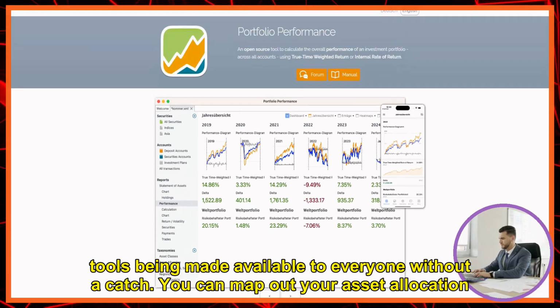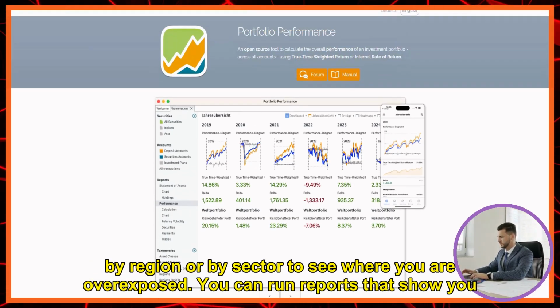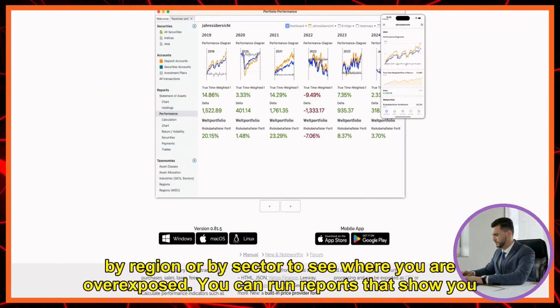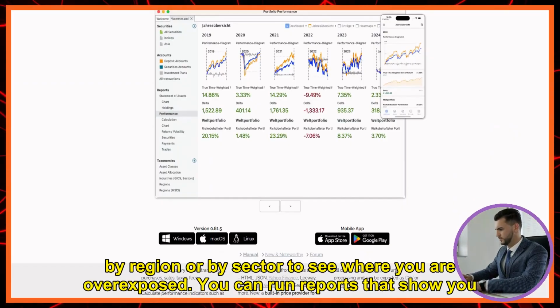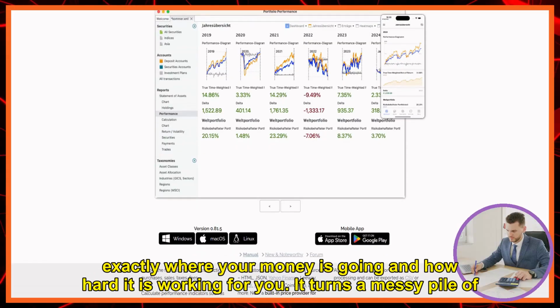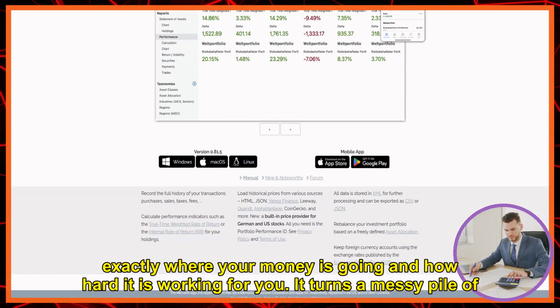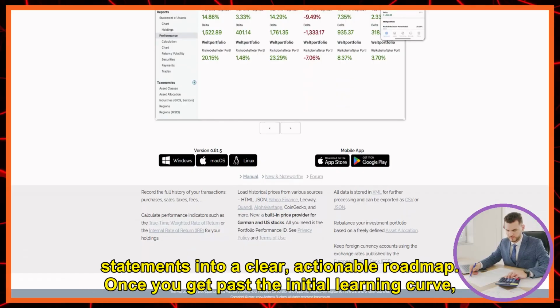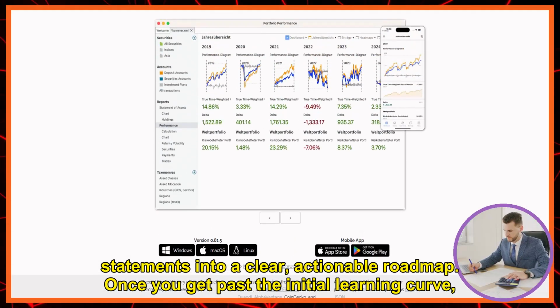You can map out your asset allocation by region or by sector to see where you are overexposed. You can run reports that show you exactly where your money is going and how hard it is working for you. It turns a messy pile of statements into a clear, actionable roadmap.